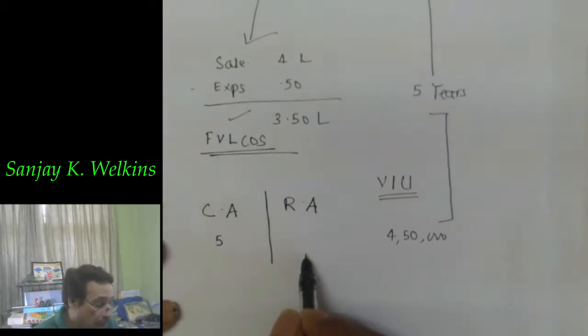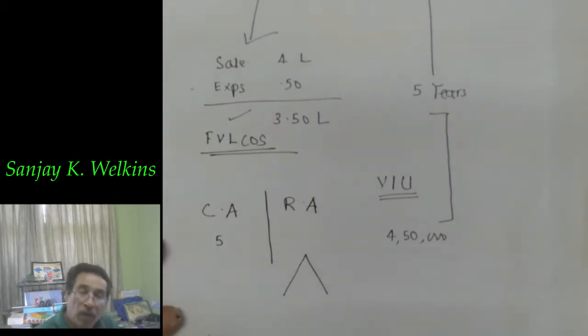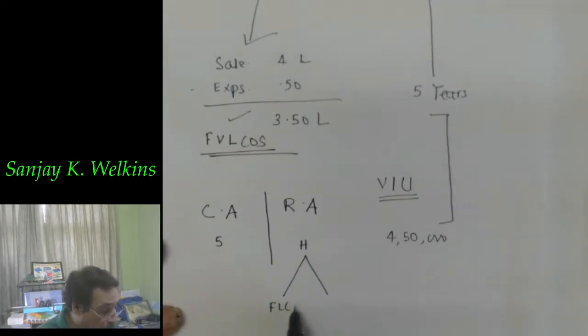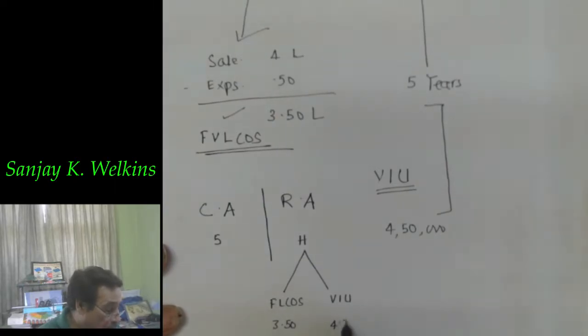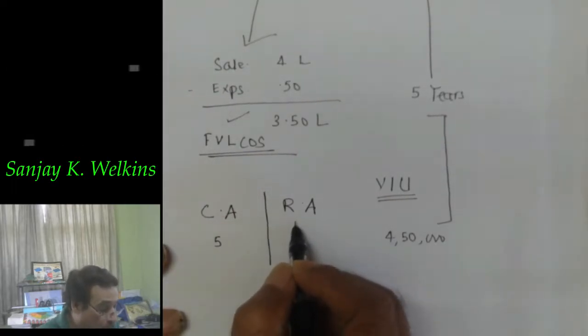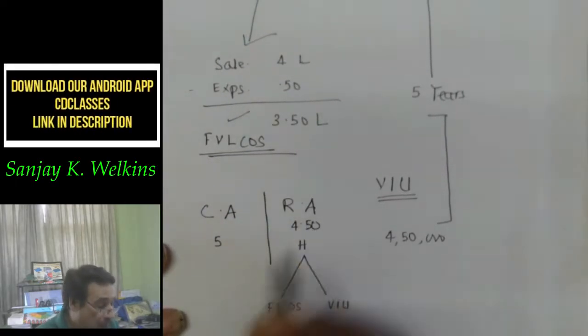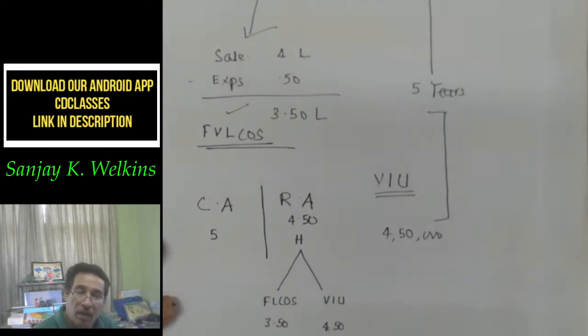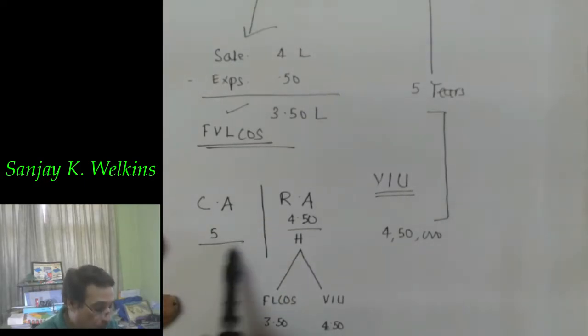Now the main point is that, first of all, we need to know what the recoverable amount is. Recoverable amount, we will see, is the higher of fair value less cost of sale and value in use. I told you 3.5 lakh is the fair value less cost to sell, and value in use is 4.5 lakh. I will consider the higher value between these two. The higher value happens to be 4.5 lakhs. That is how the recoverable amount is computed. So recoverable amount is the higher figure between the fair value less cost of sale and value in use. Then this recoverable amount will be compared with the carrying amount.